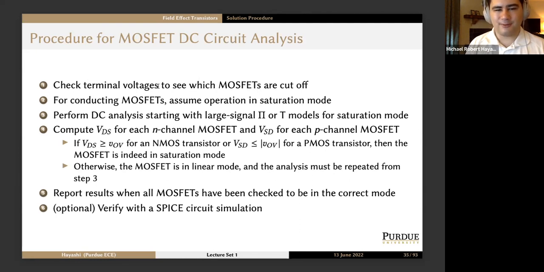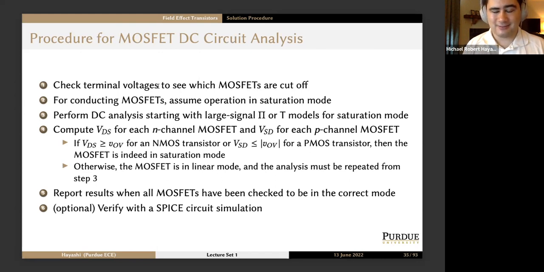Step 4, compute VDS for each N-channel MOSFET and VSD for each P-channel MOSFET. If VDS is greater than the overdrive voltage for an NMOS transistor, or VSD is greater than the absolute value of the overdrive voltage for a PMOS transistor, then the MOSFET is indeed in saturation mode. The alternative condition is to check VDG or VGD, but I won't do that. I will be consistent and always check VDS or VSD.